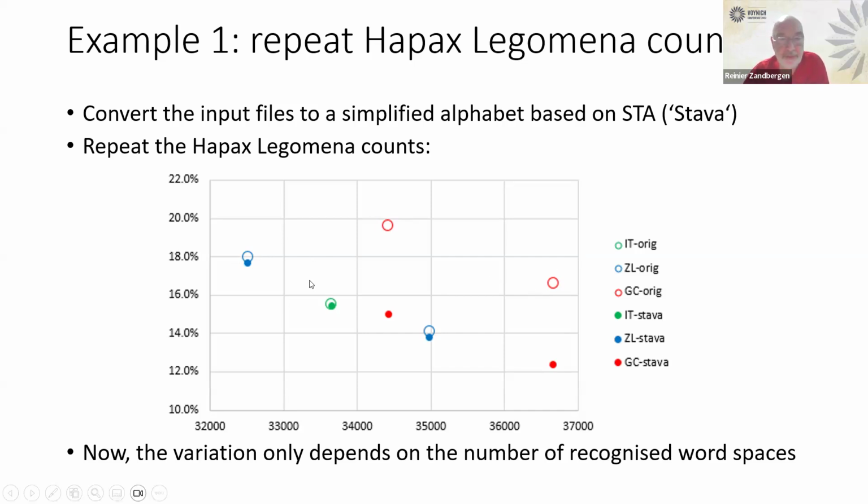The original points were the open circles that are all over the place. After having done that, we can see that the new values are the small closed dots. They're very similar for the Takahashi and the Zandbergen transliterations, but they have dropped to more similar values for the GC case. So after having done this alphabet substitution, we see that the variation really only depends on the number of recognized word spaces. This is just an example of what one can do having a consistent format definition and consistent alphabet definition and tools to process these.